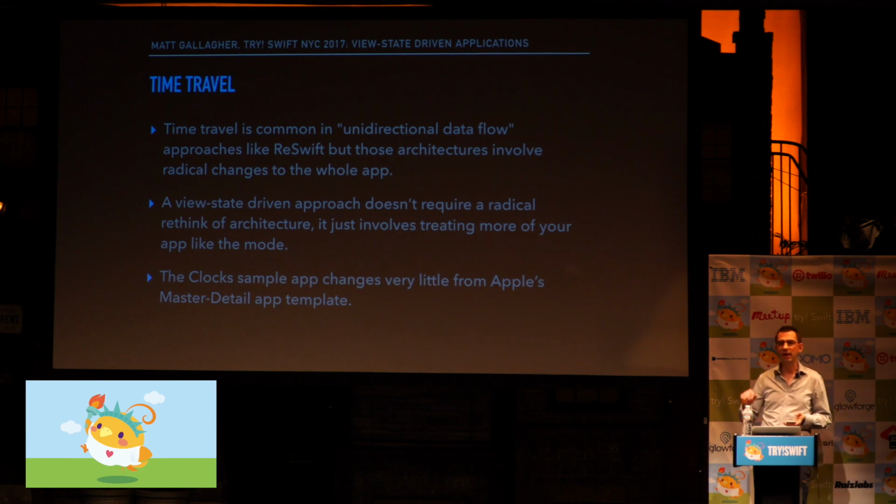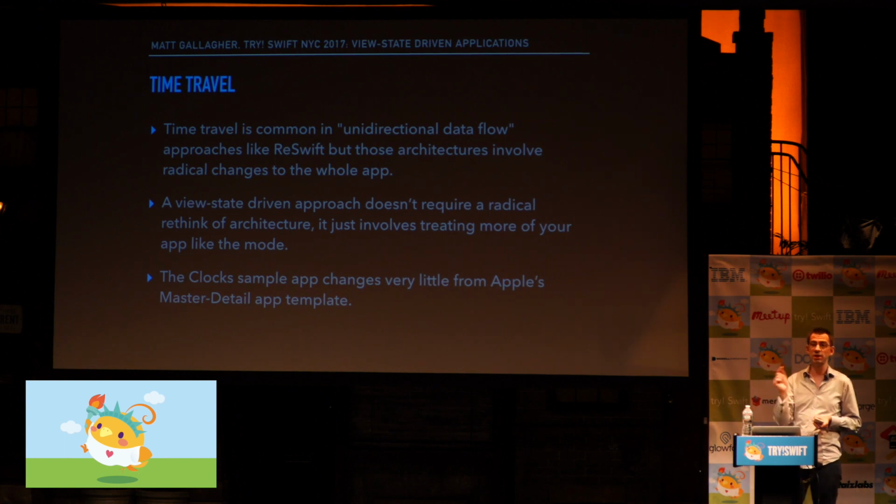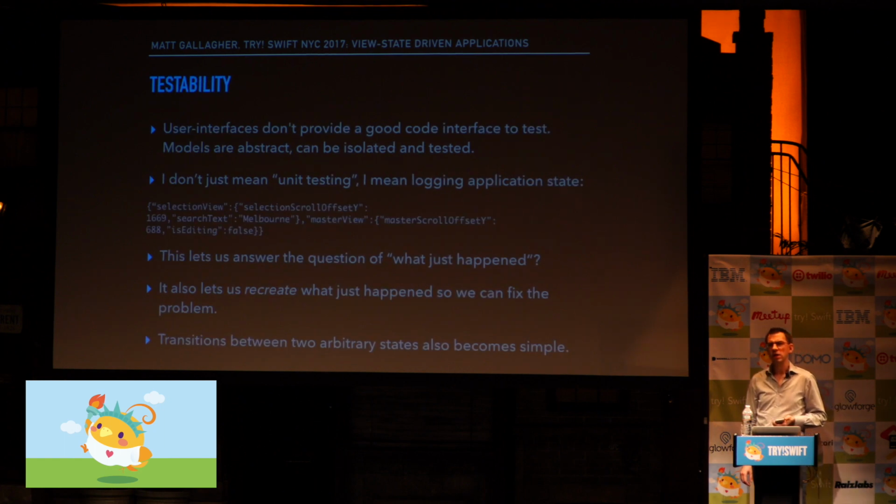The clock sample app that I showed you is really very, very close to Apple's master detail app template. All I've done is added a view state model that isn't in the standard template and just made sure that the same changes that I'm doing on the same path that I'm doing for the model data is the same path taken when I update view state. So like I showed you when I was sliding back the view state without the model, it gives us the ability to test things.